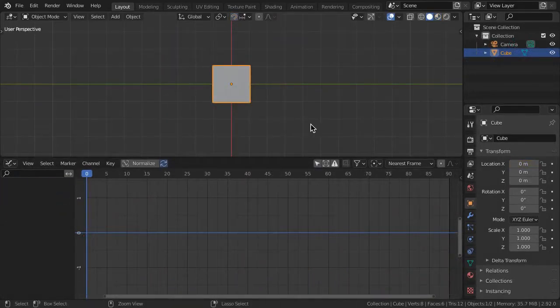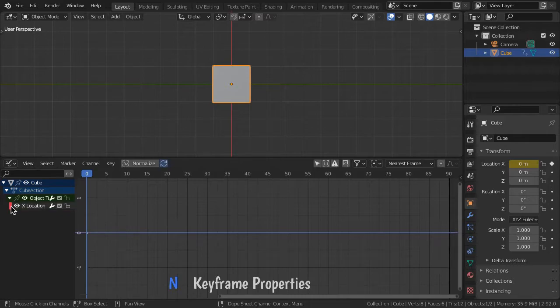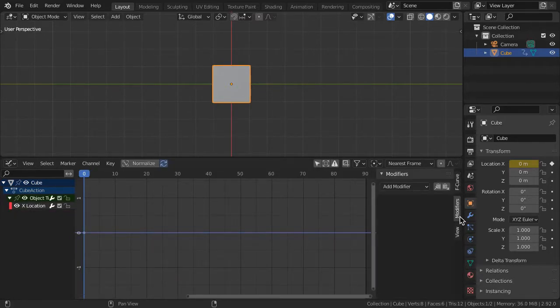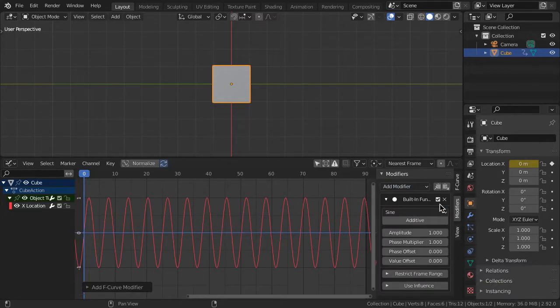To create a sine modifier, set a keyframe on an object, press N in the graph editor for keyframe properties, and select the Modifiers tab. From the menu, select Built-in Function.